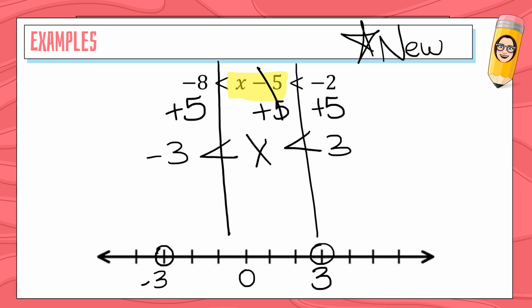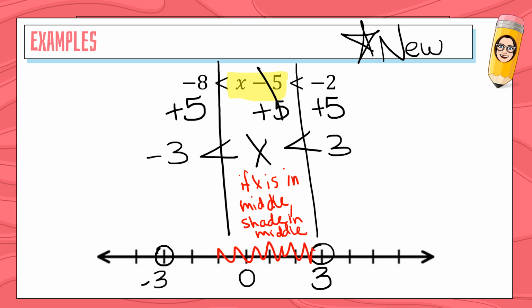Now, what's new and what you have to think about, if x is in the middle, we shade in the middle. Okay, make that little note somewhere. If x is in the middle, we shade in the middle. I don't care if you go up and over to connect your dots or zigzag or shading, that's up to you, of course. Because if I read this another way, you don't have to write this part down, but if I think about this, this is saying x is less than 3, left of 3, and x is greater than negative 3, right? Because I would flip-flop that.